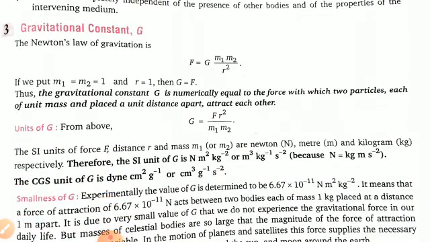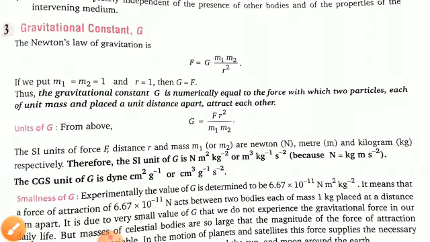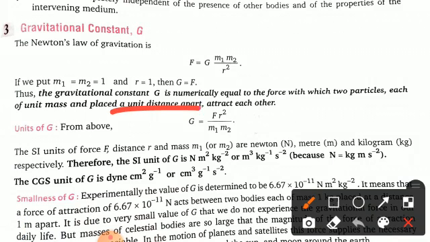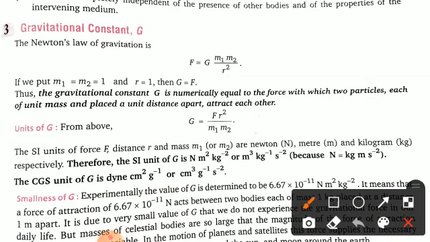So we can say that the gravitational constant G is numerically equal to the force with which two particles, each of unit mass and placed at unit distance apart from each other, attract. You can see here, from the above observations we can find the value of G. G is equal to F r square divided by m1 m2. Clear? This is the value of G.